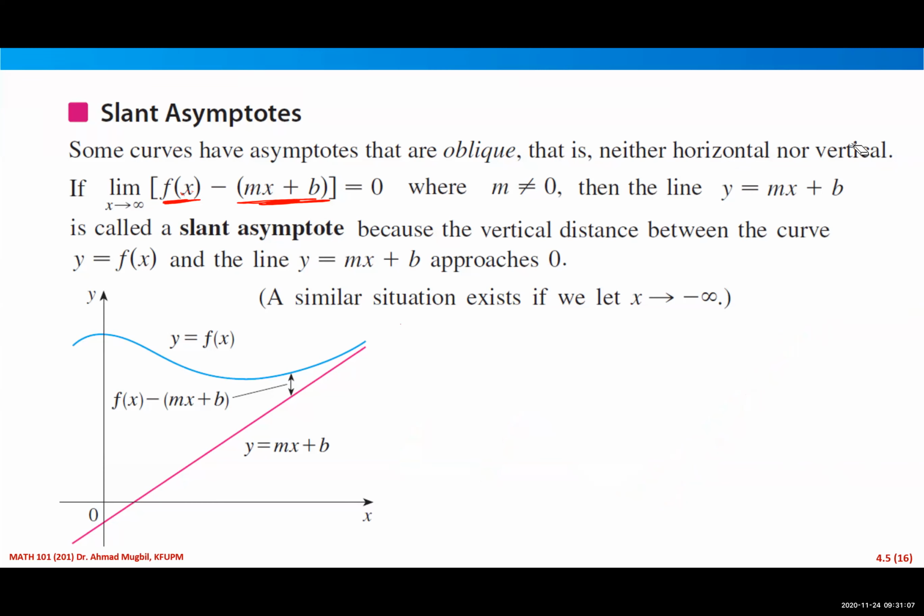Now, this is important, and this is, I think, what is new for you. You didn't apply this idea, shabab, in MATH101 or 002. To find the slant asymptote, you need to check this.